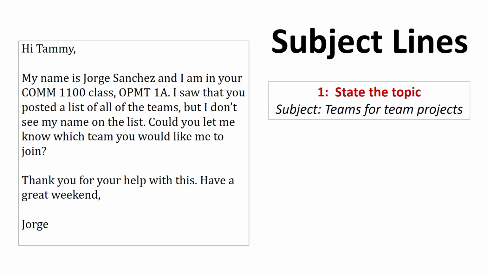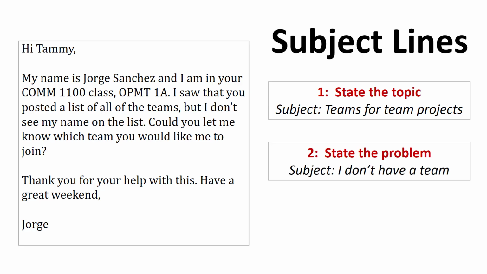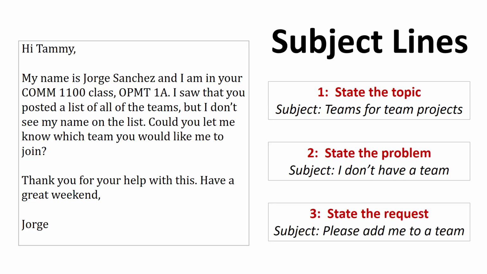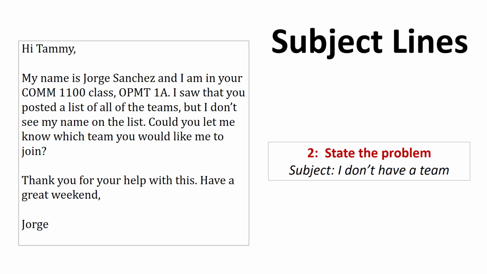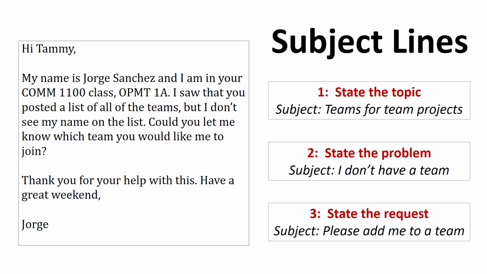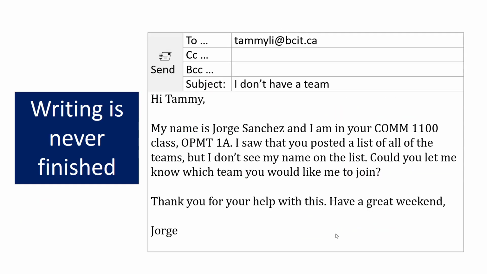If you're writing a subject line that states the problem, the subject might be, I don't have a team. Actually, I like this subject line. It's very clear. If you state the request, the subject line could be, please add me to a team. It's clear. Is it too direct? Maybe a bit. I think I like subject line number 2 the best. I don't have a team. The purpose of the email is clear, and I'm not offended. So the key point for subject lines in an email: communicate the objective of your email as clearly as possible while maintaining the relationship.